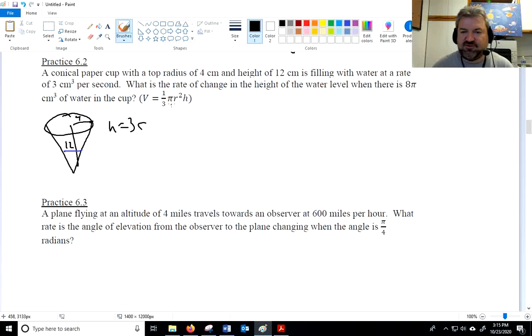We're looking for the rate of change in the height of the water. So I need to express R in terms of H. So this will be, let me take the derivative of that formula. I get dV dt equals, oh, I'm not ready to do that because I was going to replace R with H over 3. Let's do that first.